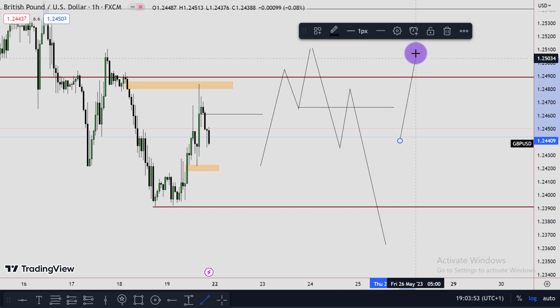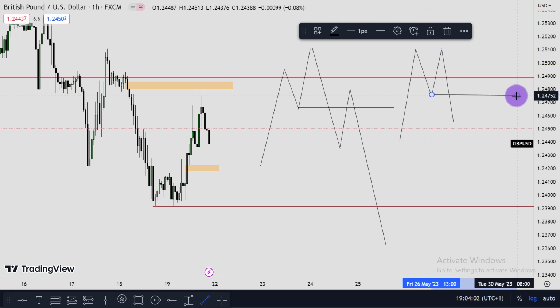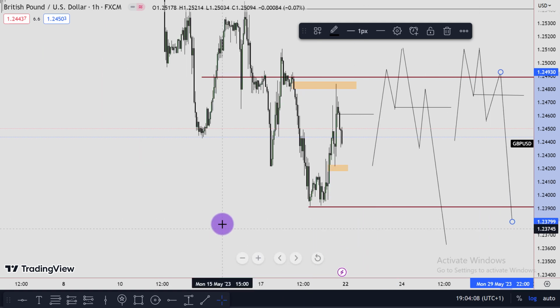Or I would like to see price do it this way, form a mitigation block, failure swing, all right, and then create an external range. Then when price returns into internal range, I would like to execute. So that's how I'm going to go about it.